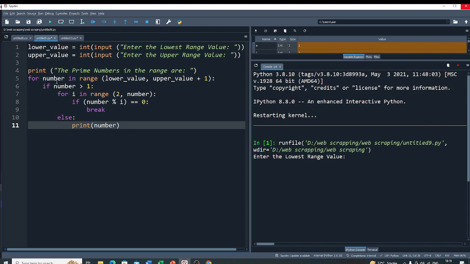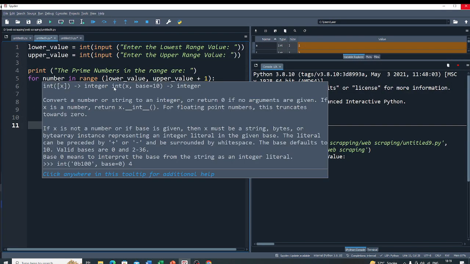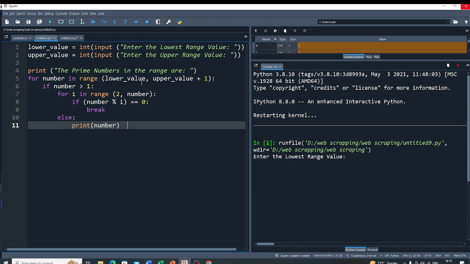Now to get the prime numbers within a range, I write a for loop: for number in range(lower value, upper value plus 1), because the upper value is not included otherwise. So I have to write upper value plus 1.